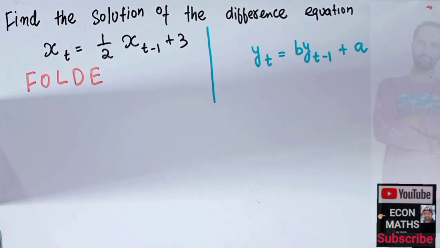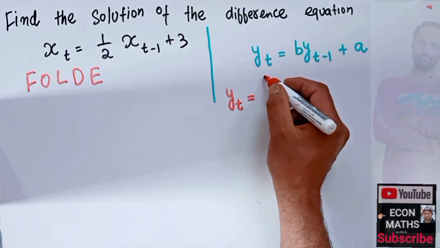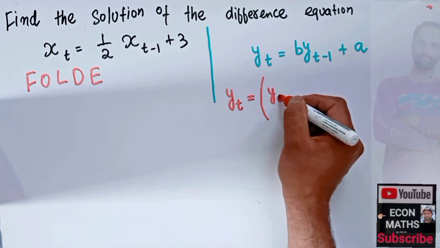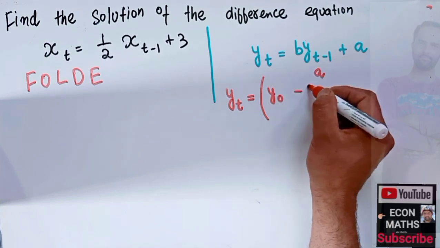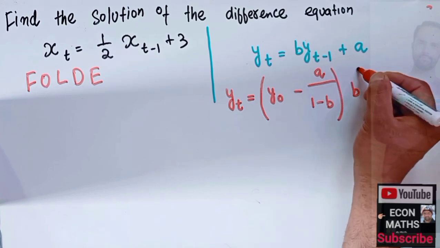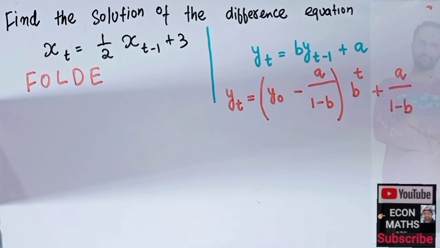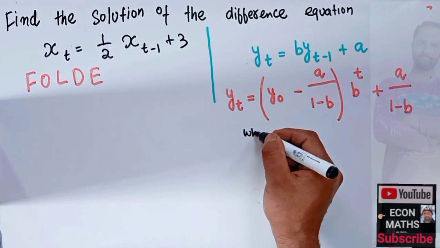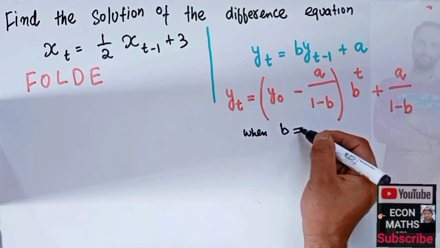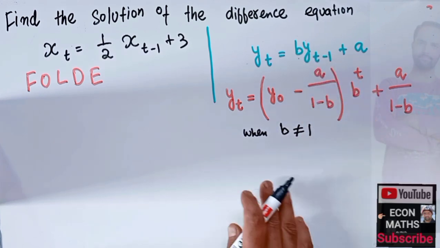Then the solution, y_t, will be equal to (y_0, that is the initial condition, minus a divided by 1 minus b) times b^t, plus a divided by 1 minus b. This formula applies when b is not equal to 1, that is, when the coefficient of y_{t-1}, which is b, is not equal to 1.